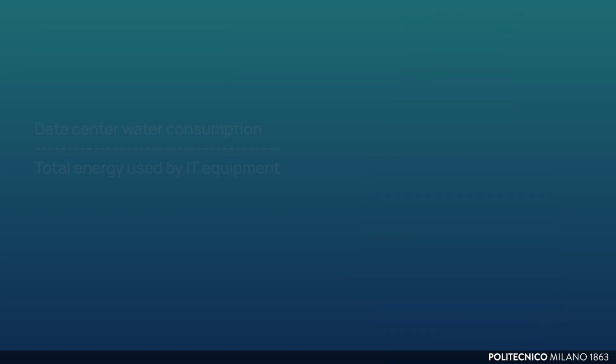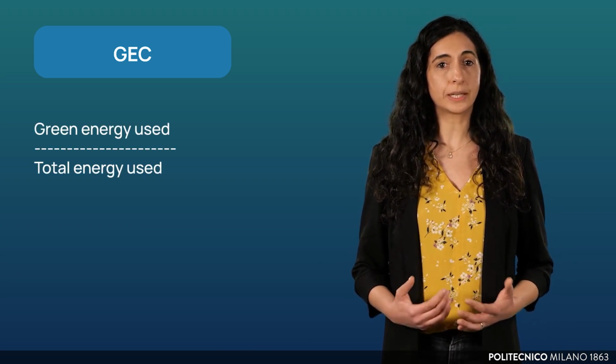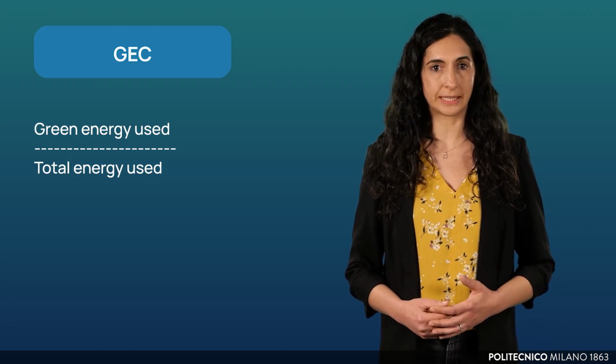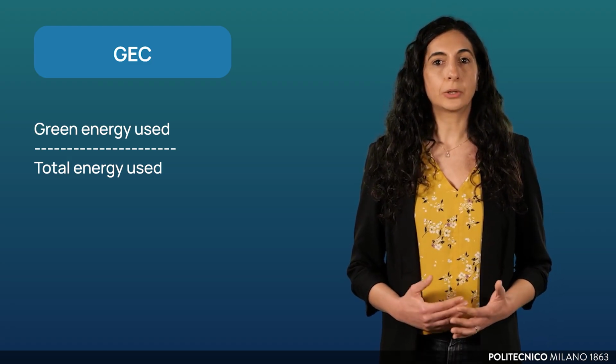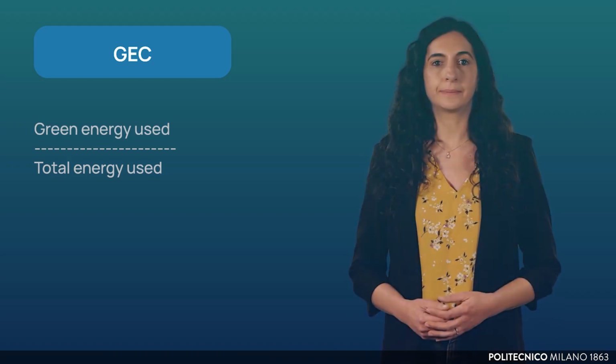The green energy coefficient measures how much of the energy consumed by a data center comes from renewable sources. This metric is calculated by dividing the amount of renewable energy used by the total energy consumption of the facility. The closer the GEC value is to 1.0, the lower its environmental impact.